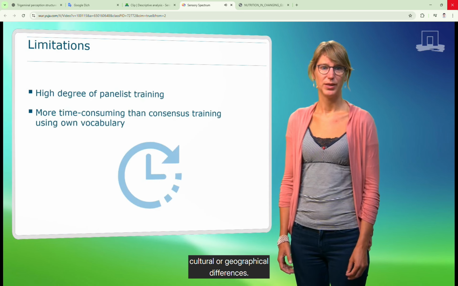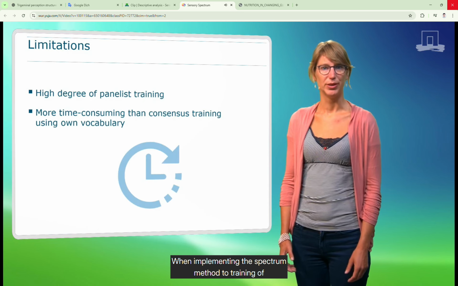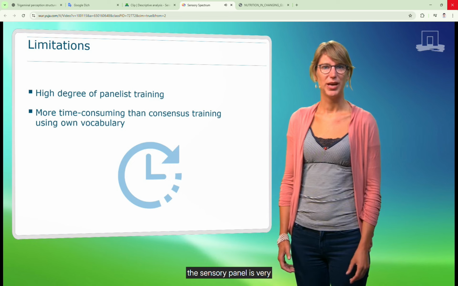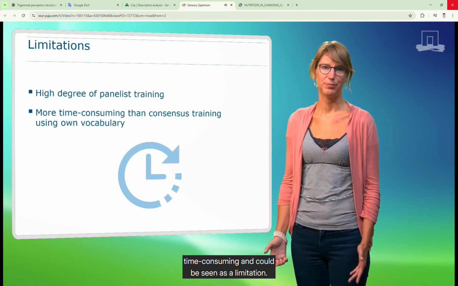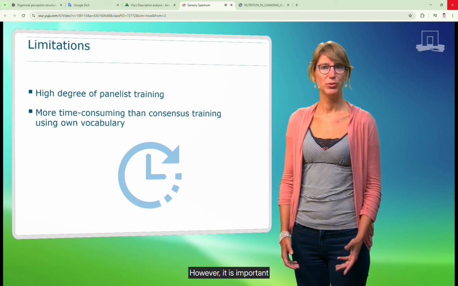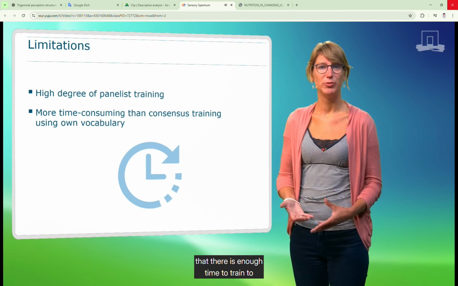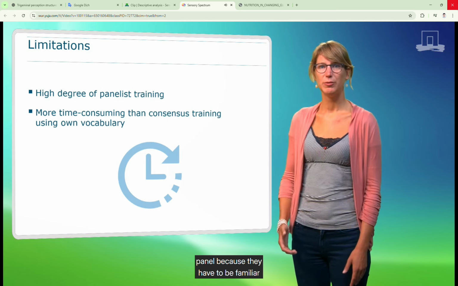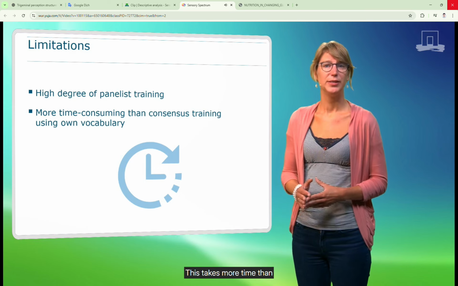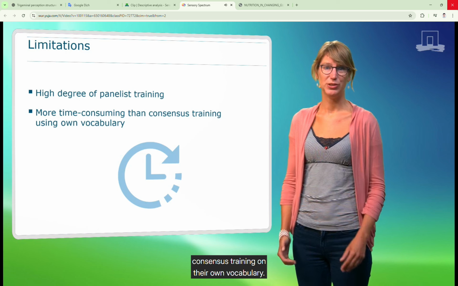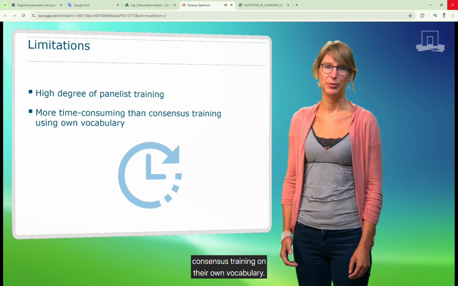When implementing the Spectra method, the training of the sensory panel is very time-consuming and could be seen as a limitation. However, it is important that there is enough time to train the panel because they have to be familiar with the use of a fixed spectrum vocabulary. This takes more time than consensus training on their own vocabulary.